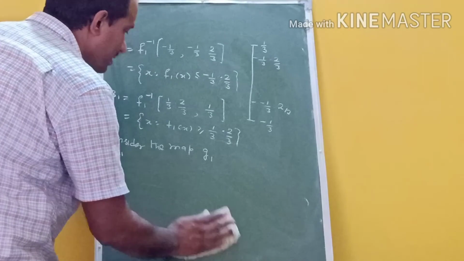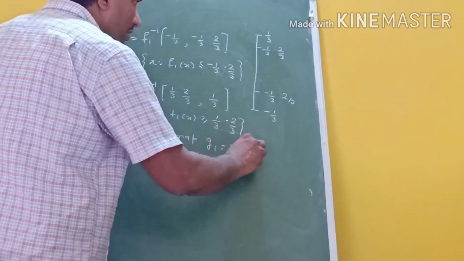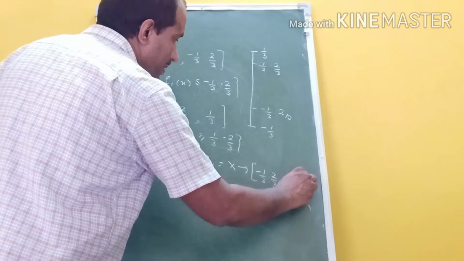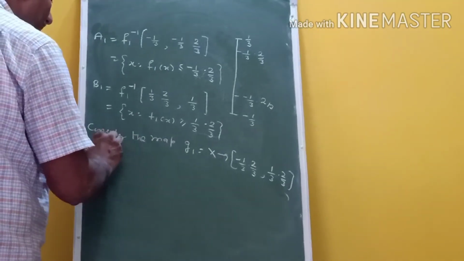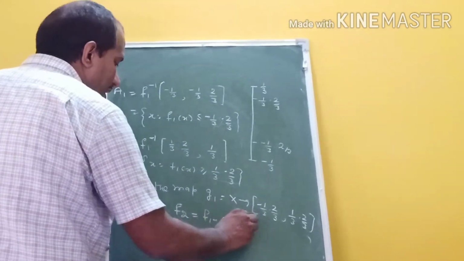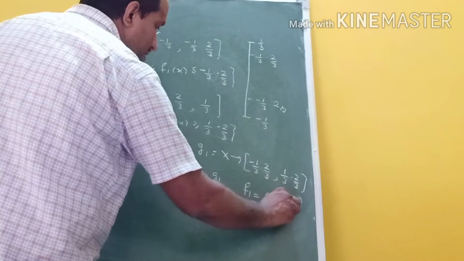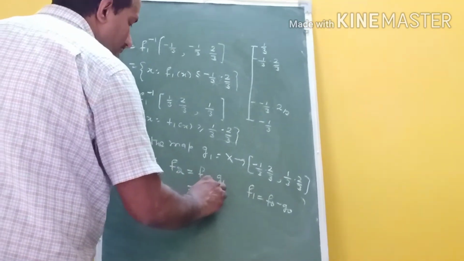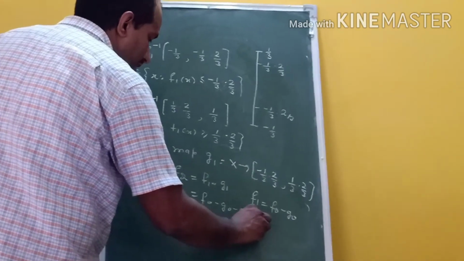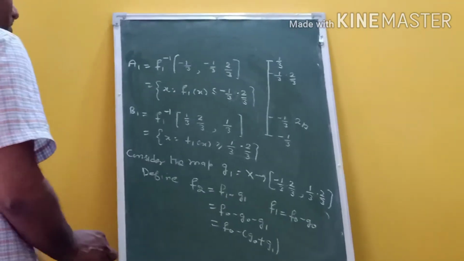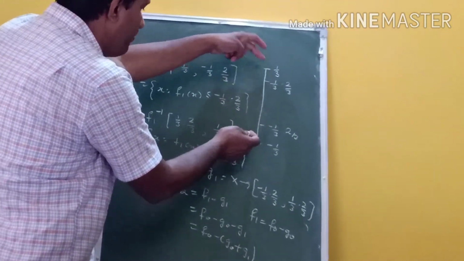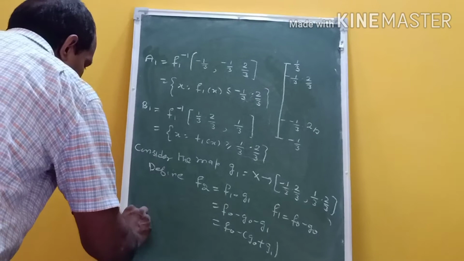Consider the map G1 from X to [-1/3 · 2/3, 1/3 · 2/3], and define F2. We have defined F2. F2 is equal to F1 minus G1, and F1 is equal to F0 minus G0, and we place the value F0 minus G0 minus G1, and this will come out to be F0 minus G0 plus G1. Now we write the nth stage here. Now G1 is a mapping. This mapping G1 is a mapping from here to here. This range is continuous, and this is the F1 mapping. Now define the nth stage, AN. We write AN.